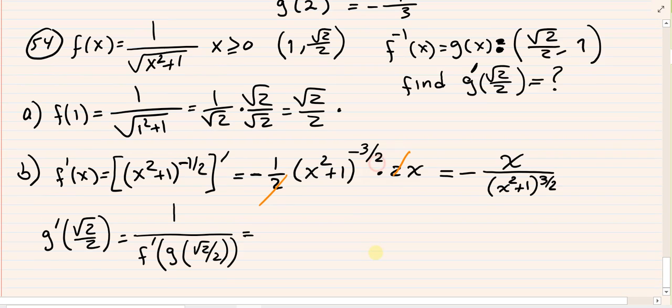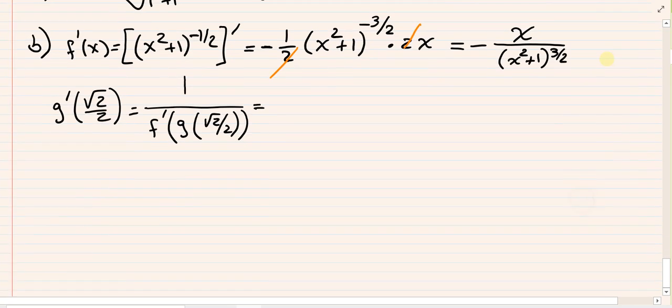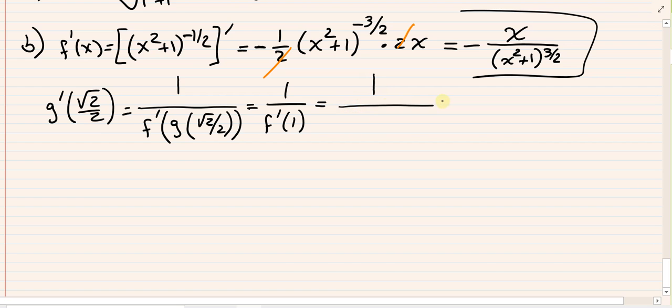Now, g at root 2 over 2, again, we have that information in the beginning. g at root 2 over 2 is 1. So I'm just going to put 1 over f prime at 1. True? And actually now we use f prime in our work. So that's 1 over f prime at 1, which means 1 over negative 1 over 1 squared plus 1 to the 3/2. And this becomes, we'll put negative in front of the fraction line. Invert and multiply the denominator. 1 squared plus 1 is 2. Invert and multiply. So I get 2 to the 3/2.